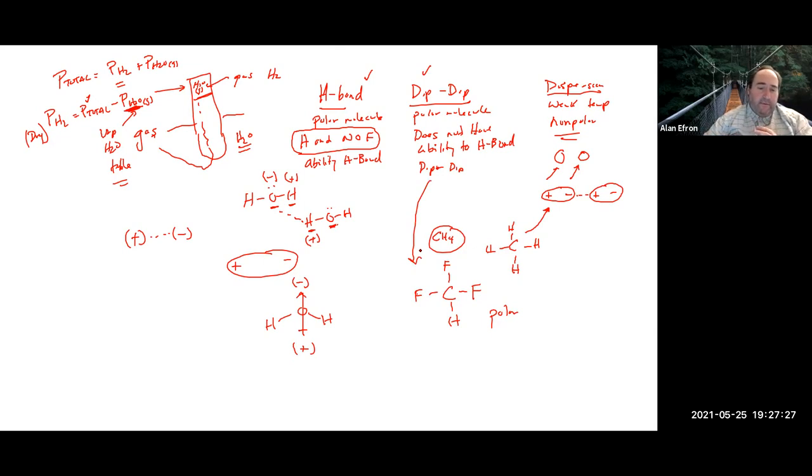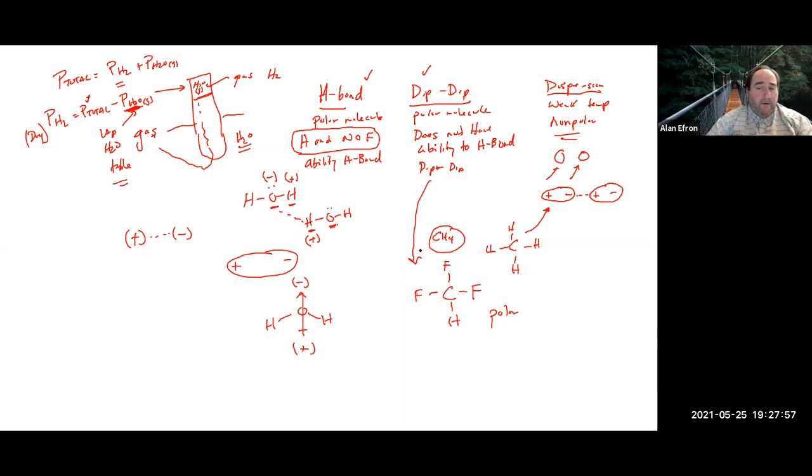Hydrogen bonding and dipole-dipole are really for polar molecules, how they interact with themselves and other polar molecules. And again, the distinction between those two is, can it hydrogen bond? If the answer is yes, then it will do hydrogen bonding. If it doesn't have the ability to hydrogen bond because it lacks a bond between hydrogen and nitrogen, oxygen, or fluorine, then it will do dipole-dipole. And if you're dealing with something that's non-polar, that's pretty much dispersion forces.